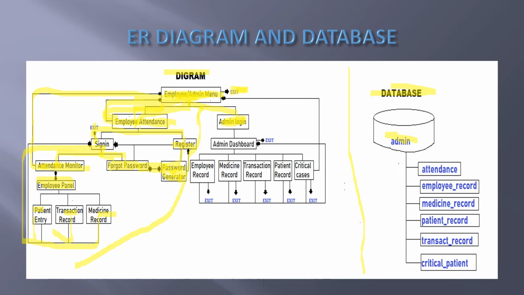So you cannot say, but you can say that an employee cannot access this area. This is completely for admin. So here only admin can log in, and the admin dashboard will open after the successful login. Through this dashboard, exit, that means as we have observed, each panel has an exit for security and safety purposes. I have provided the exit button in each panel. So through the admin dashboard, admin can go to the employee record, medicine record, transaction record, patient record and critical cases panels.